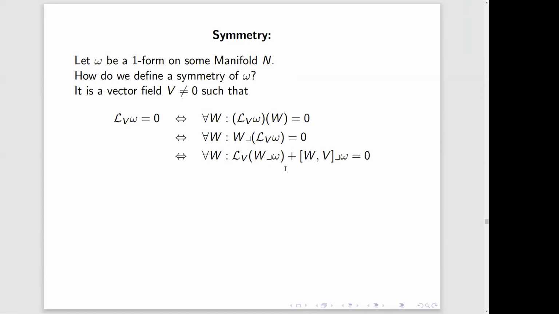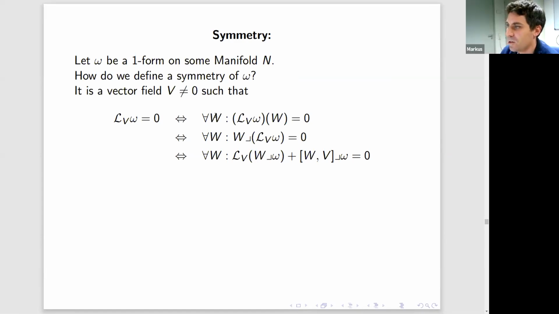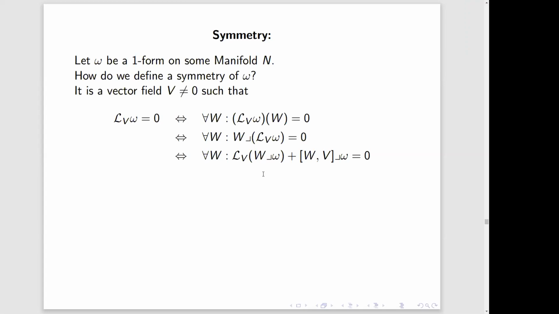But then, excuse me, what is w? W is just another vector field. Just a second. Okay. Thank you. Yeah, thanks.